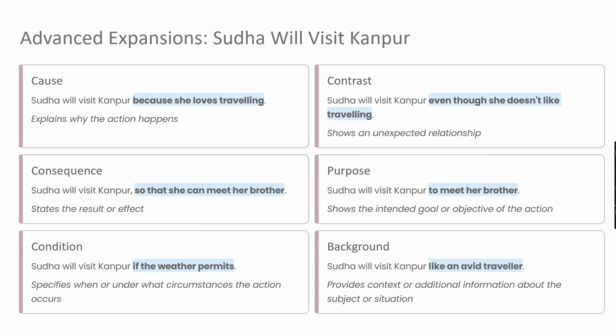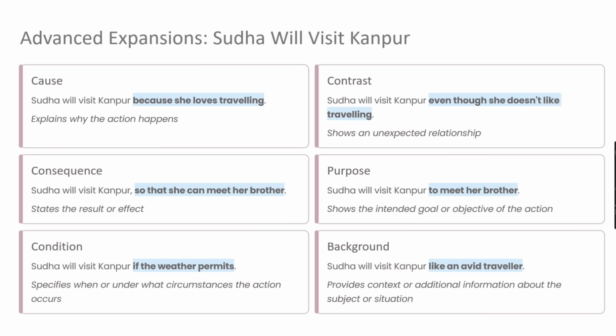Now, in the next, we are adding logic to sentence. We are giving the cause. Why Sunita will visit Kanpur? Because she loves traveling. Now, while adding contrast detail, we are giving a contrasting idea. Sunita will visit Kanpur even though she does not like traveling. She does not like traveling, but she will still visit Kanpur. This is a contrasting idea. Now we will add consequence detail. Sudha will visit Kanpur so that she can meet her brother. The result, consequence is that.